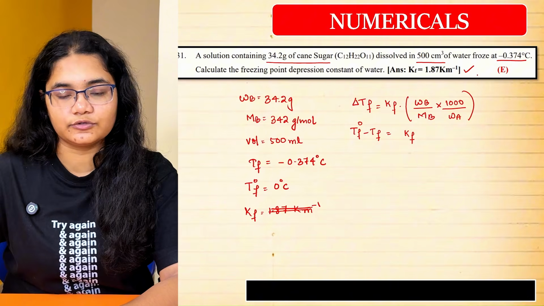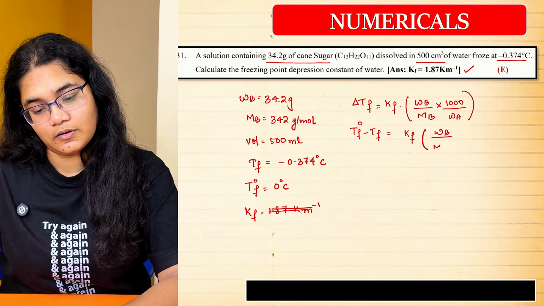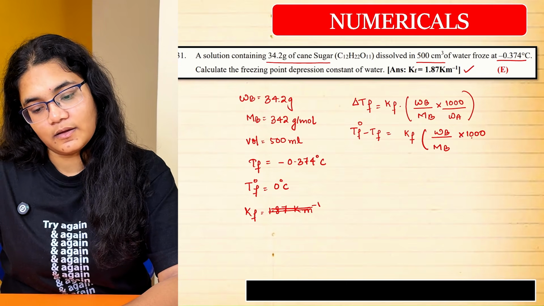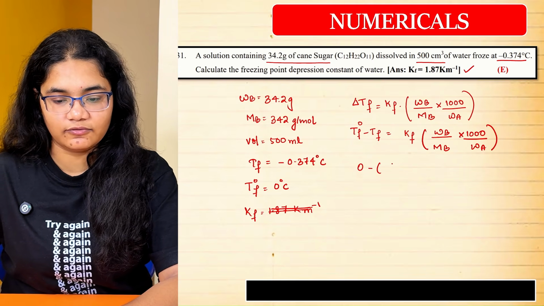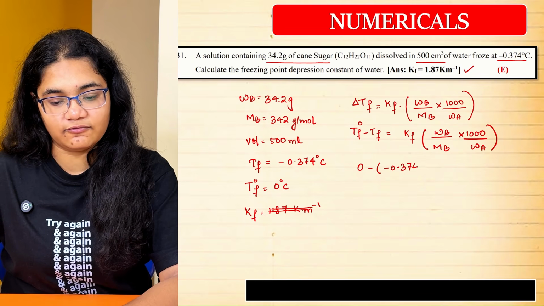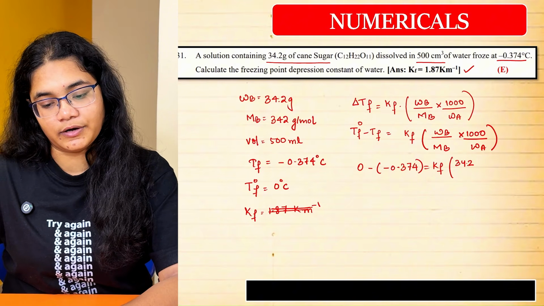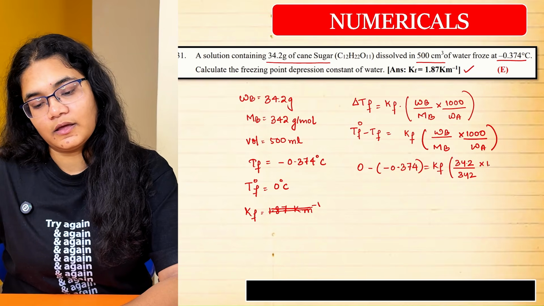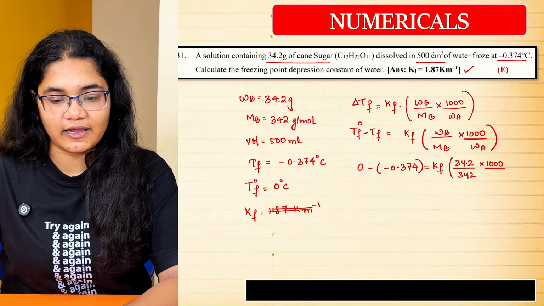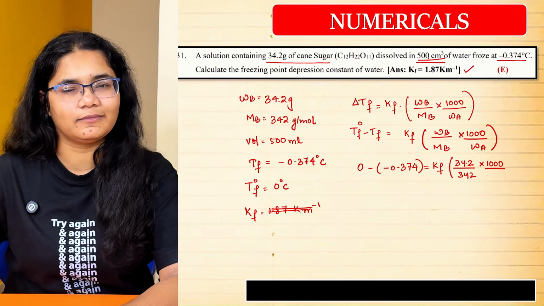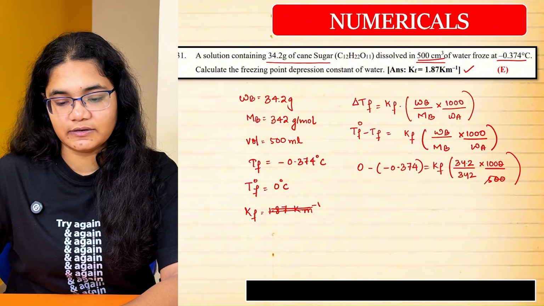Already the answer was given in the solution, but yes, I'll show you how to do it. Then Wb by Mb into 1000 by Wa, right? So what is T°f? We know 0 minus Tf, which is minus 0.374. Kf value we have to calculate. Wb is 34.2. Mb is 342 into 1000 by Wa. See, 500 centimeter cube, and you know water is 1 centimeter cube equal to 1 gram, so 500 centimeter cube is 500 gram. So if I solve this, this will give me 2.